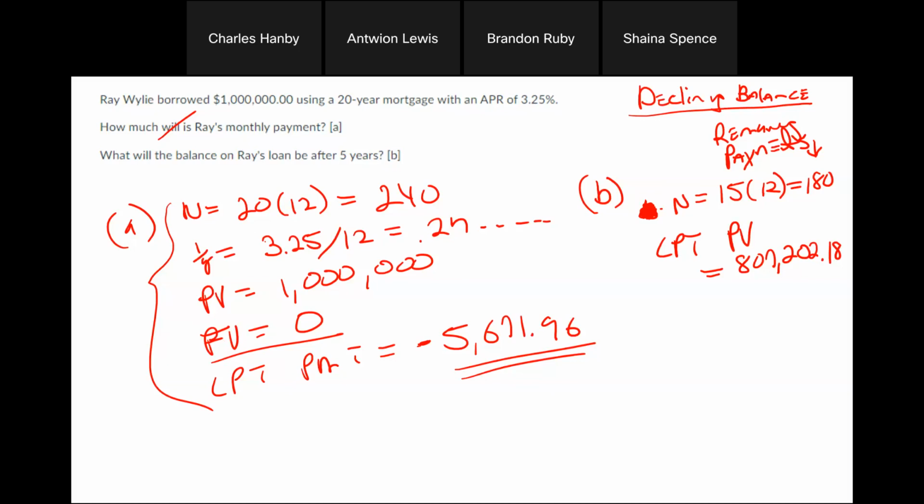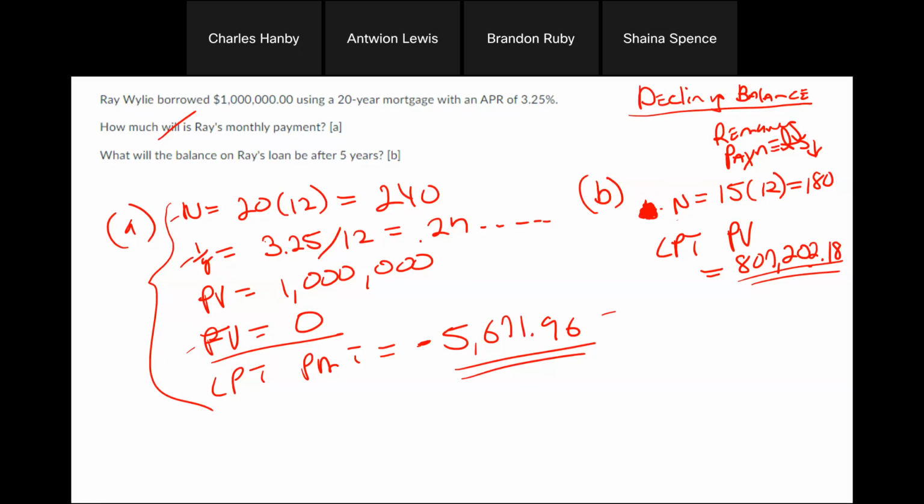In the second one, we're changing N. So we have N, I/Y, future value, and payment. Then using those 4, we can calculate the present value. That makes sense? Yeah, if you have any 4 of those 5, you can calculate the 5th. That's the way the logic on the calculator works.